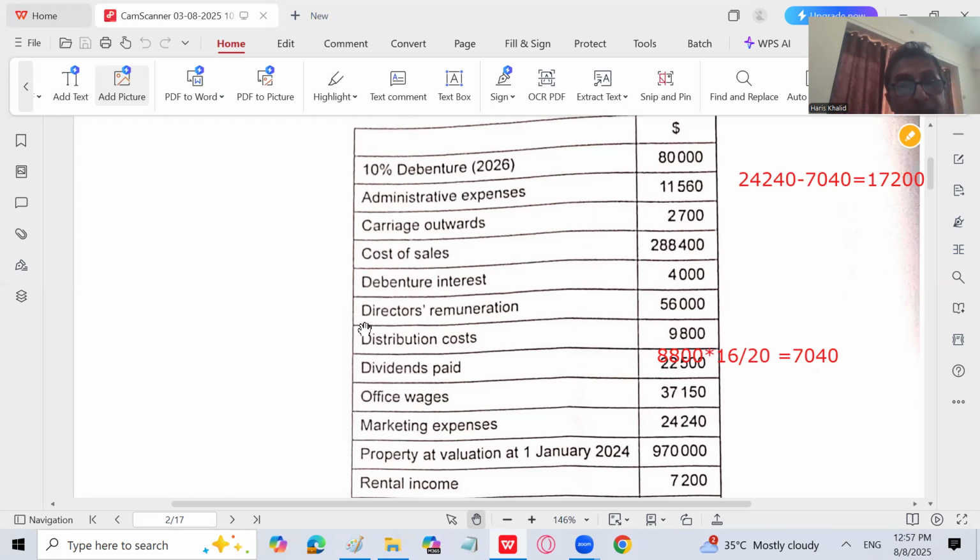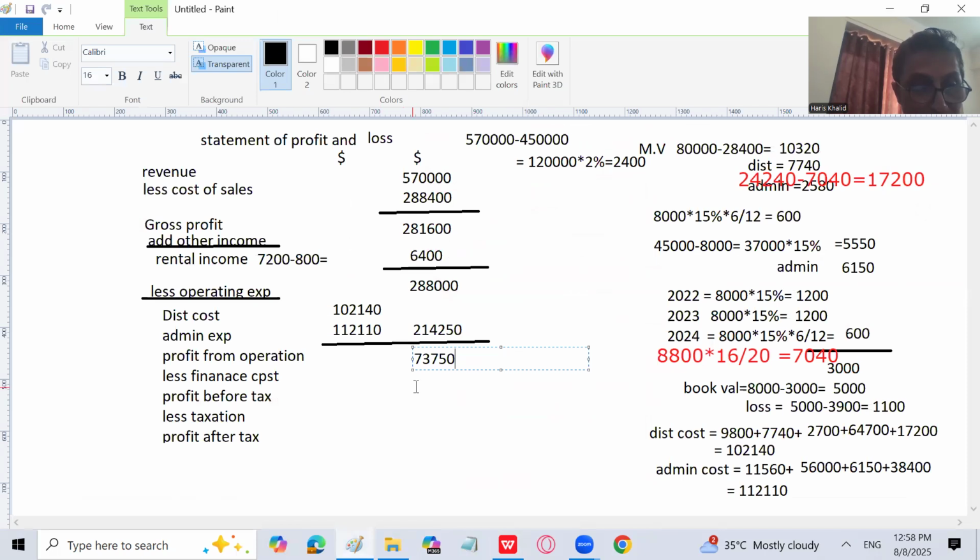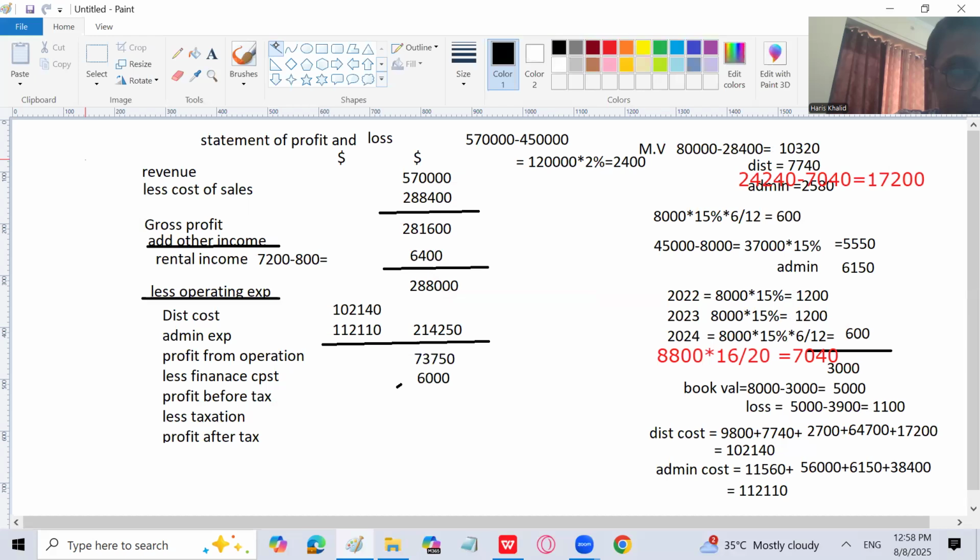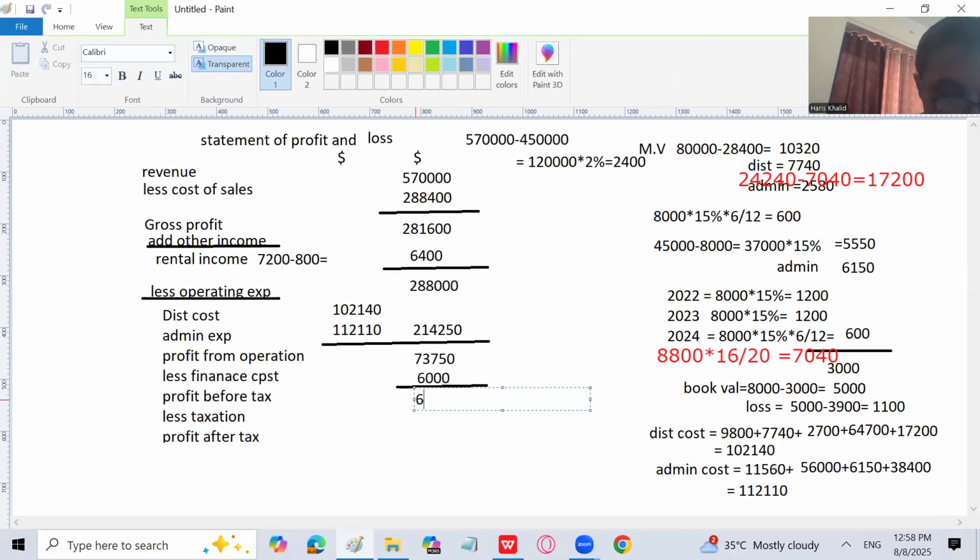That is 6,000. But here debenture interest is written as 4,000. It means that 4,000 you have paid and 2,000 is the accrued debenture interest. That is the debenture interest payable, right? And it would also be written in other payables in current liabilities, but the balance sheet is not required. So I will write the whole according to the accrual concept. Expenses are recorded in the period to which they relate. So I will write the whole debenture interest, rather than writing 4,000, which is paid. 73750 minus 6,000, that is for 9 months, 67750 is the answer, which is profit before tax.